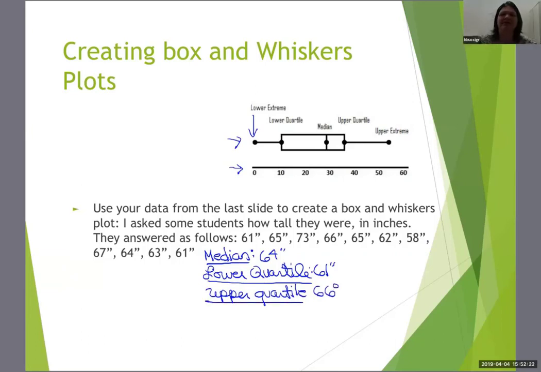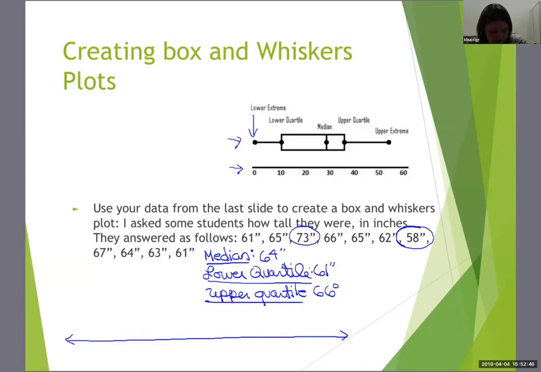That right there makes the box. These three pieces of information make the box: the median, the lower quartile, and the upper quartile. Okay. So I am going to give myself a number line to go over. And I know that my number line has to have at least from 58 to 73 on it. So let's see, 58, 60, 62, 64, 66, 68, 70, 72, 74. Maybe I'll go right before it. Okay, I'm just labeling my number line right now.